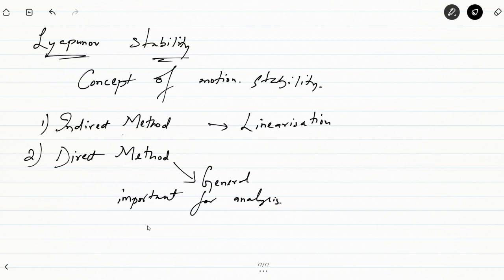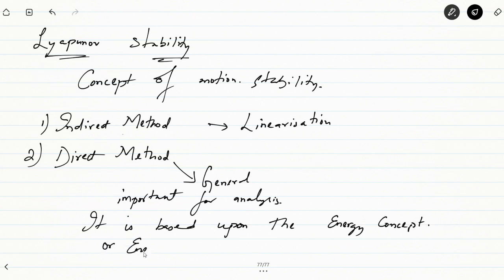Now, this is based upon the energy concept, or what is also known as the energy function, or the Lyapunov function in this case.